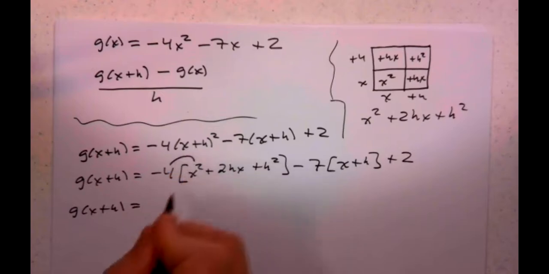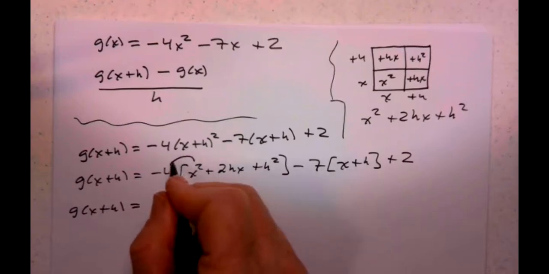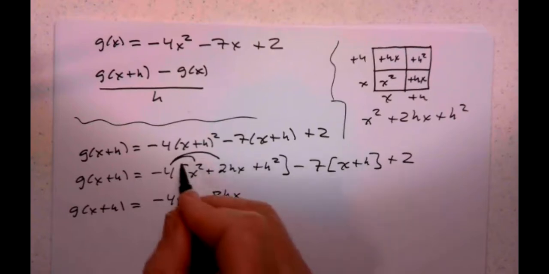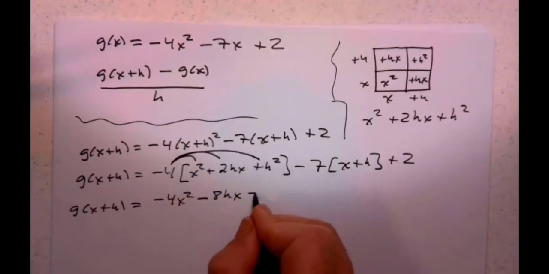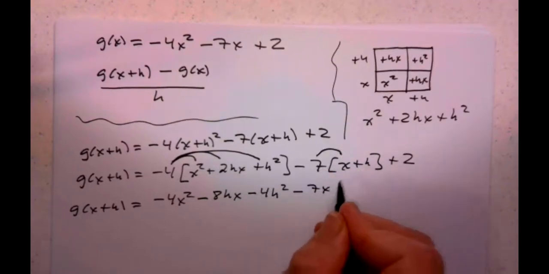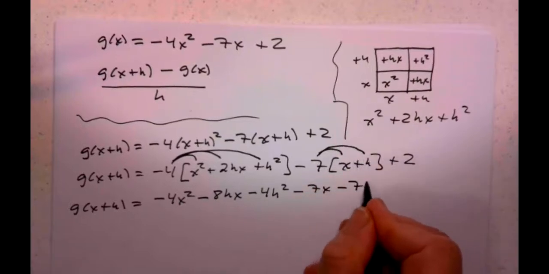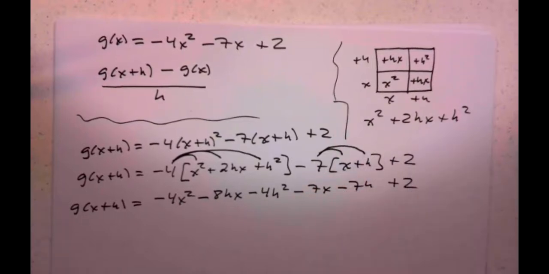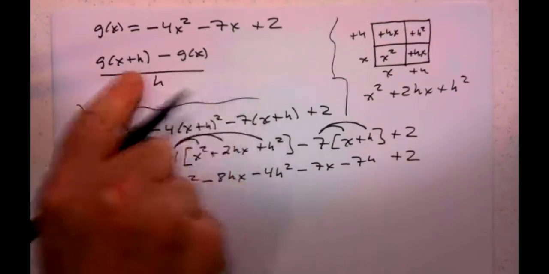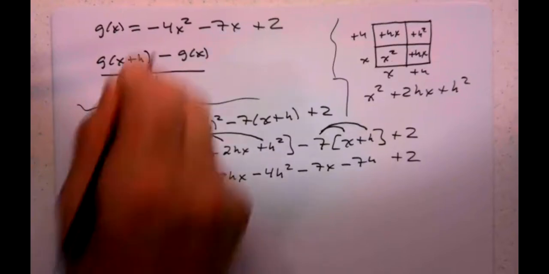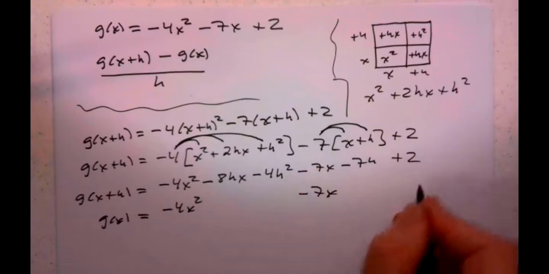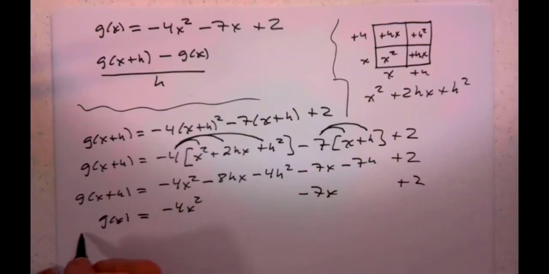So let's distribute. Negative 4 times x squared is negative 4x squared. Negative 4 times 2hx is negative 8hx. Negative 4 times h squared is negative 4h squared. Negative 7 times x is negative 7x. Negative 7 times h is negative 7h, plus 2. All of that is g of x plus h. Now I need g of x plus h minus g of x. g of x is negative 4x squared, so that'll subtract out. Minus 7x, that'll subtract out, plus 2.